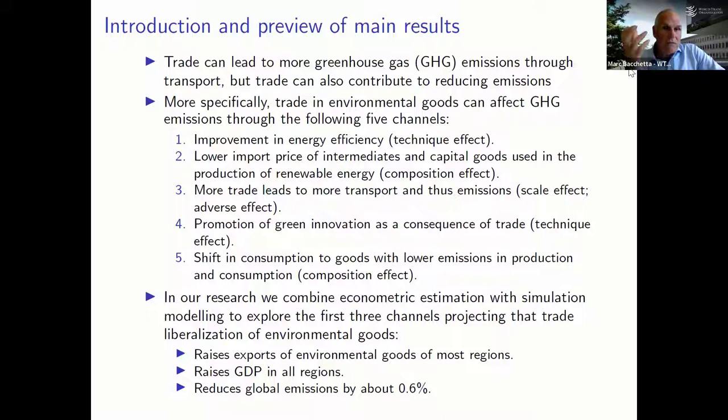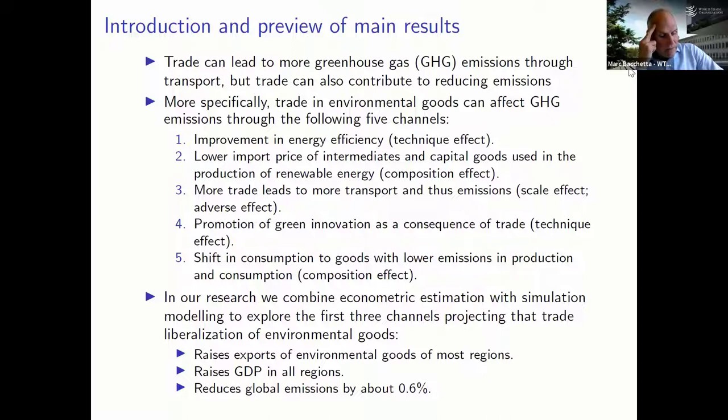That's sort of the technique effect identified by Copeland and Taylor. Lower import prices of intermediates and capital goods used in renewables can also contribute to a reduction of emissions through a sort of composition effect. More trade leads to more transport and thus more emissions. That's an adverse effect that is often termed the scale effect.